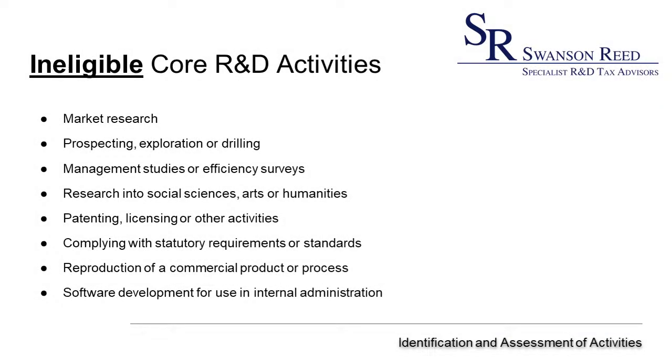On that note, and to conclude the section of our presentation on core R&D activities, it's important to note that there are certain activities that are specifically ineligible as core R&D activities. These include market research, prospecting, exploration or drilling, management studies or efficiency surveys, research into social sciences, arts or humanities, patenting, licensing or other activities, complying with statutory requirements or standards, reproduction of a commercial product or process, and finally, software development for use in internal administration. Claimants should ensure that any potential core R&D activities do not fall into these categories.